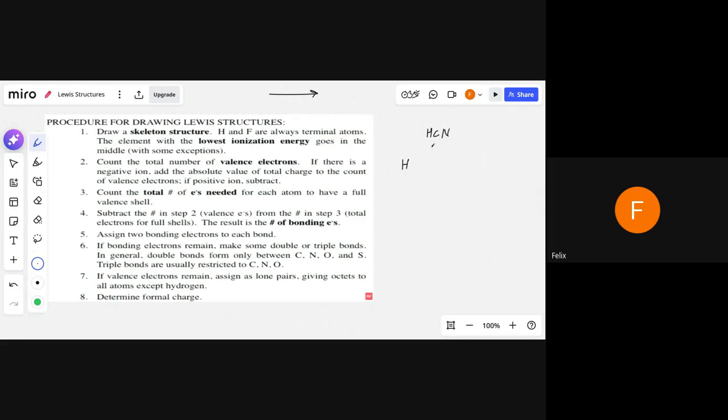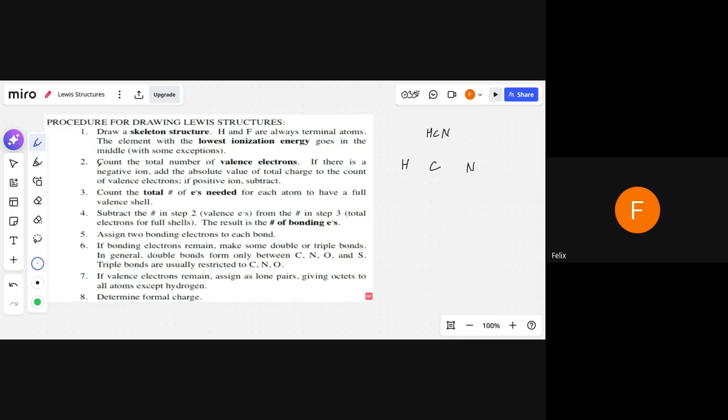And if, let's say, two atoms are in the same group, for example, oxygen and sulfur, then the atom that is further down the group will be the central atom. So I hope this is clear. And so carbon I will write here, and then nitrogen. This is called the skeleton structure, where we give some space between the letters or the symbols of atoms.